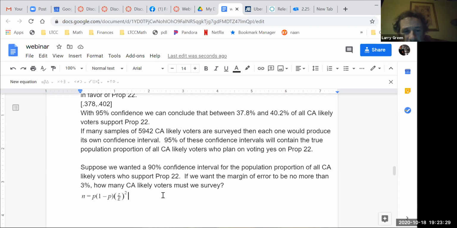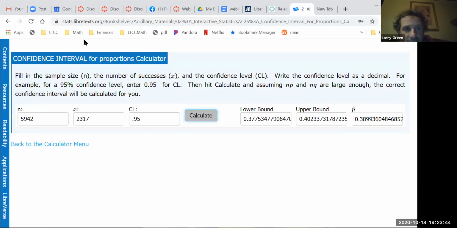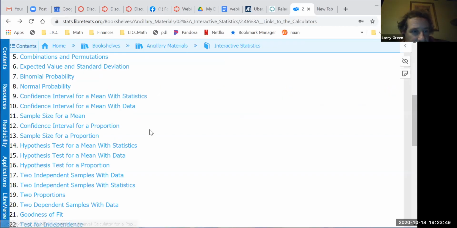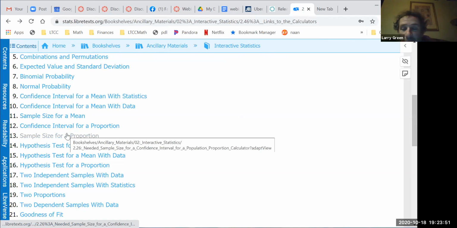So here we don't know P, do we? Or maybe we do. The idea is if we use the 39% as our P, then we can plug it all in and get this out, or we can go back and we can do sample size for a proportion.